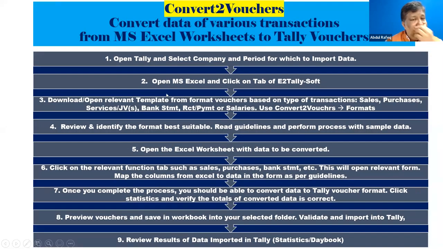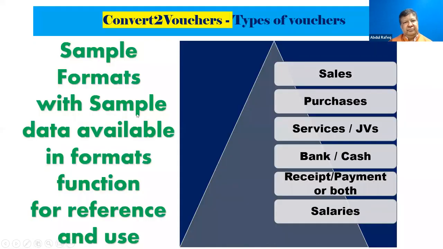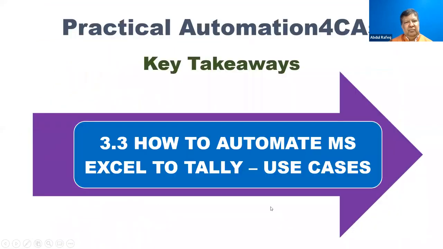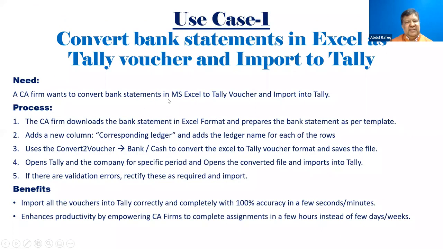There's one more function. Sometimes you may not have the data in the standard format. Whatever format the data is available in, we have a function called convert to vouchers, using which you can convert the data. For example, like I told you, the GST portal or the Amazon seller or any other e-commerce sales, they download the data, and from that particular Excel data, we can convert it into a voucher and import it. Now, we have sample formats for sales, purchases, etc. How to automate? These are the use cases we have.